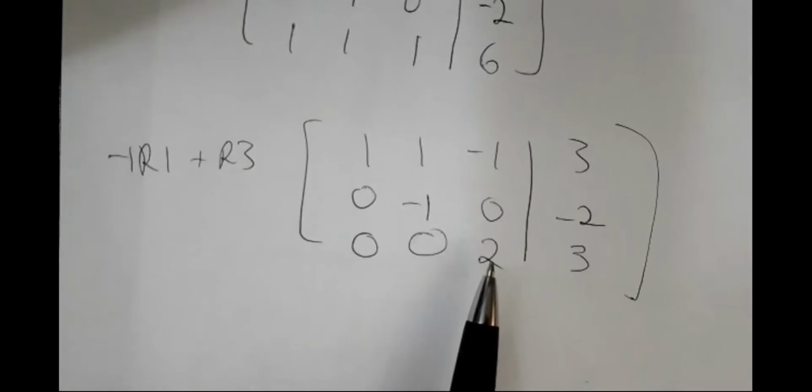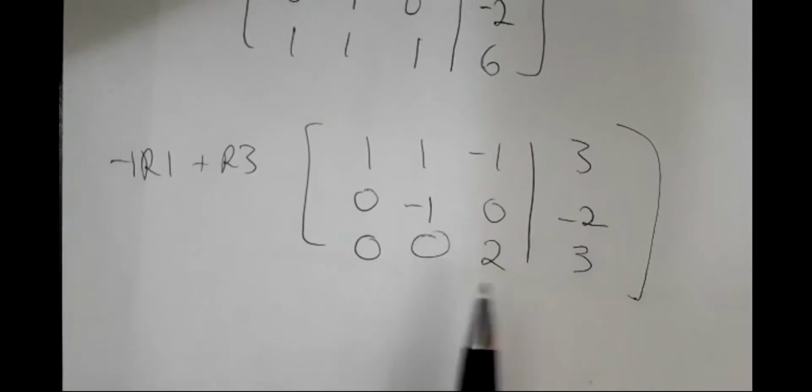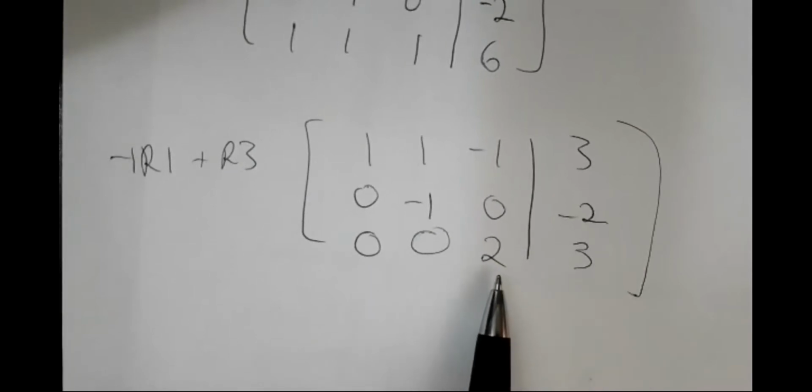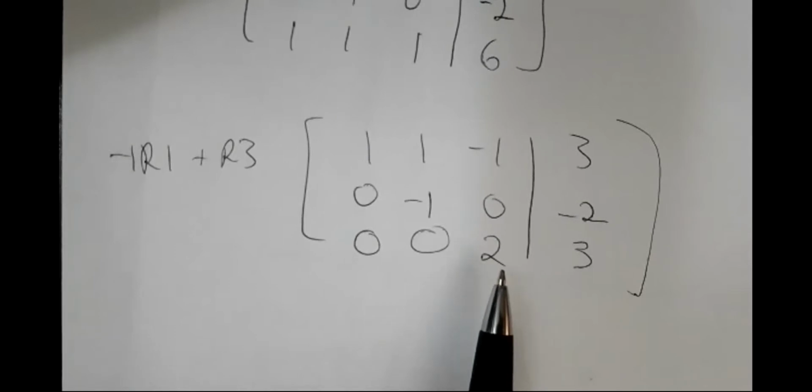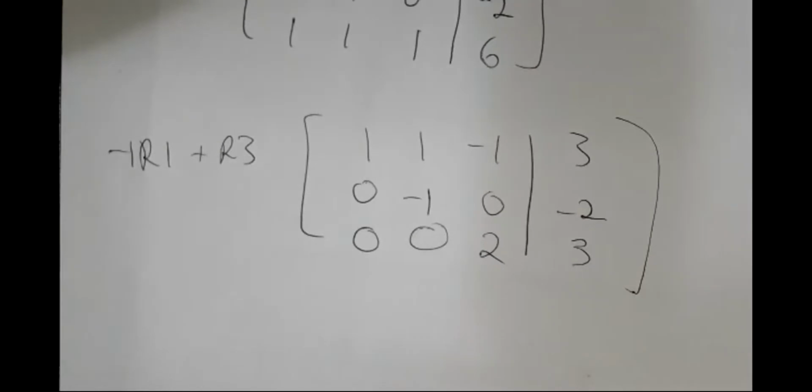And then the next thing is we got to do what with this line? If we want to make this 1, we're going to have to divide by 2. Yeah, that's the next 2 things.